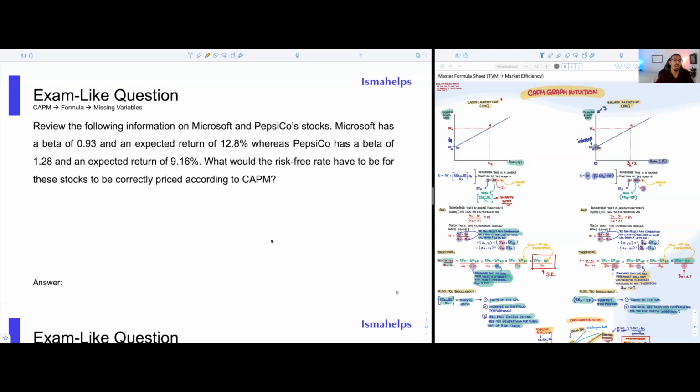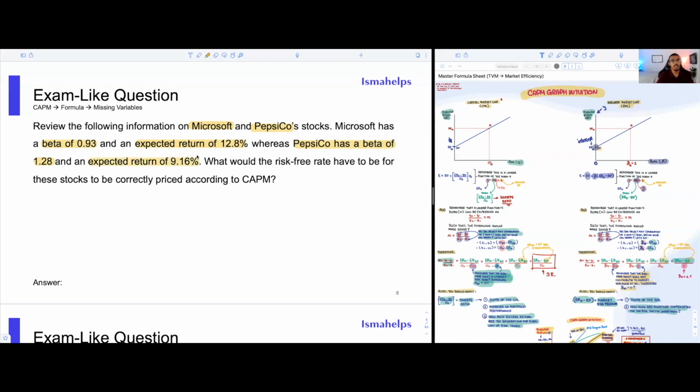In this question, we're seeing that we need to review the following information on Microsoft and PepsiCo. So two stocks that we want to get a sense of what they're up to. Microsoft has a beta of 0.93 and an expected return of 12.8%. On the other hand, PepsiCo has a beta of 1.28 and an expected return of 9.16%.